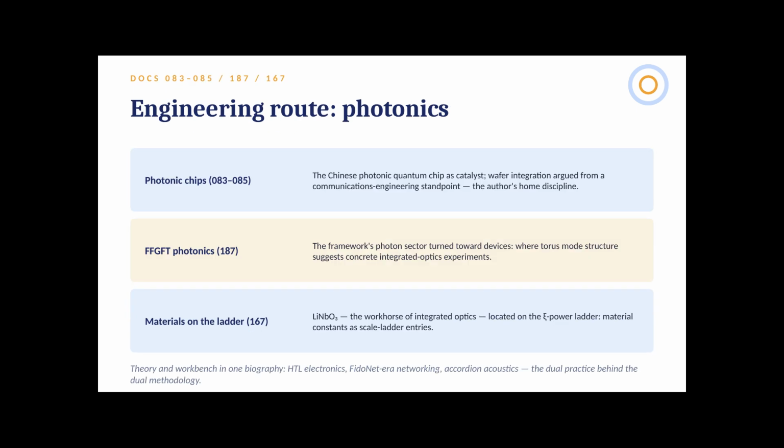Slide 58. Where might this touch real devices? Photonics. Documents 83 to 85 use the Chinese photonic quantum chip as a catalyst, arguing for wafer integration from a communications engineering standpoint, which happens to be the author's home discipline. Document 187 turns the framework's photon sector toward actual devices, pointing at concrete experiments in integrated optics where the torus mode structure should show up.